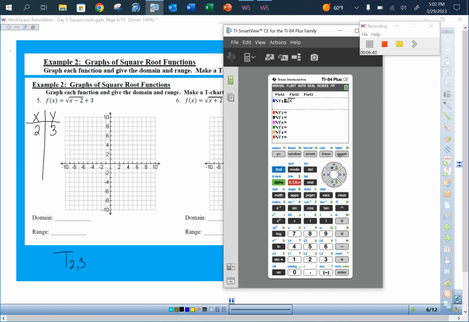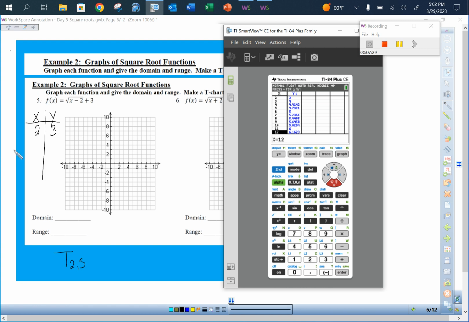Go ahead and hit graph if you want to see what it's going to look like. But we're going to do it right. So come into your table now, second table, and put 2 at the top. And then I'm going to list the nice points. So guys, what do I call the nice points? 2, 3 is a nice ordered pair. That's where I'm going to start. 3, 4 is a nice ordered pair. 6, 5, and 11, 6. Those are the nice ordered pairs that I want to write down.